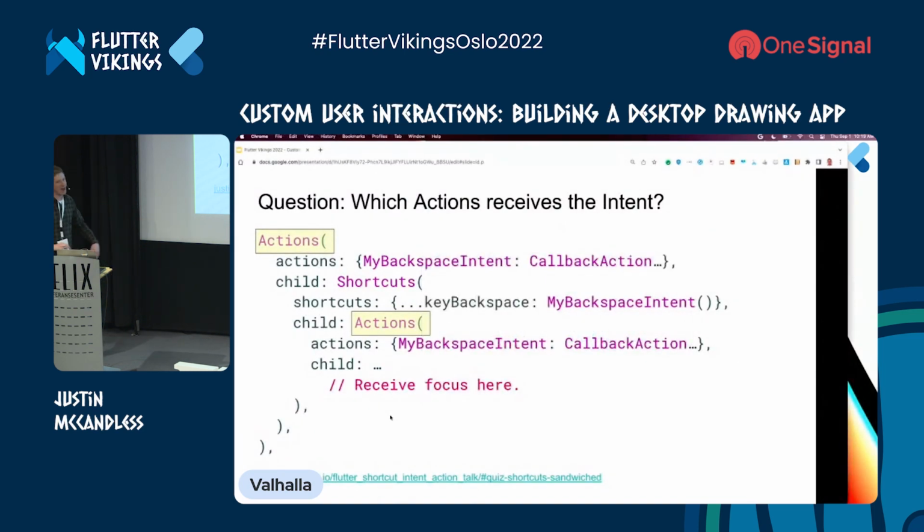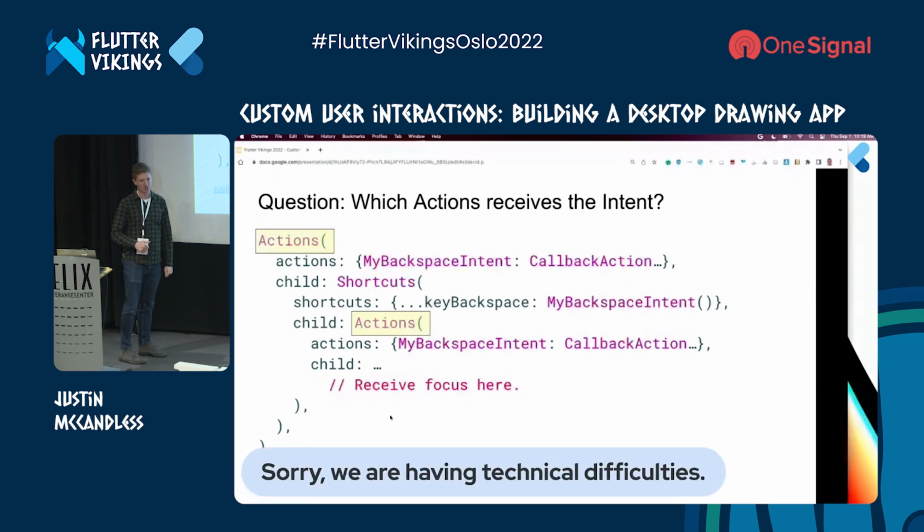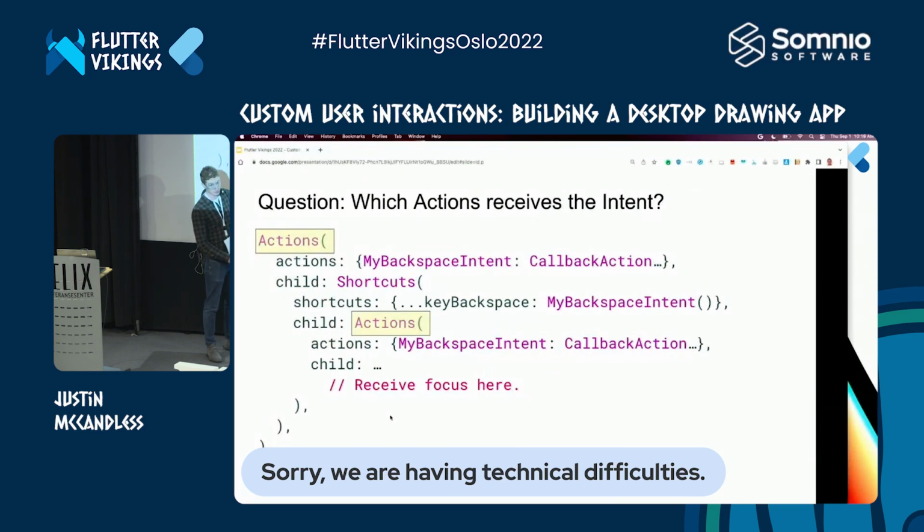And so here's why. I mentioned that when keys are pressed, when intents are invoked, we're traversing up the tree, and we're doing that starting at the focus both times. So first, when the key is pressed, we'll traverse from around here, and we'll hit the shortcuts and map to backspace intent. And then we need to find the action. So we do another traversal, and we start again down here at the focus. So you might have thought we're starting at shortcuts still, but no, the traversal starts over from the focus and goes up. So the first actions widget gets it.